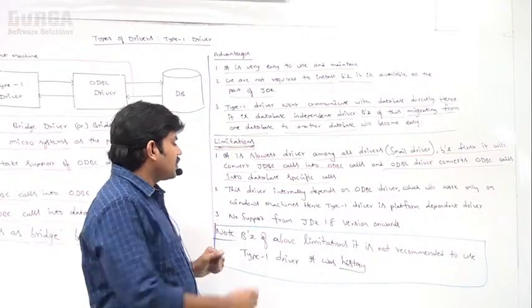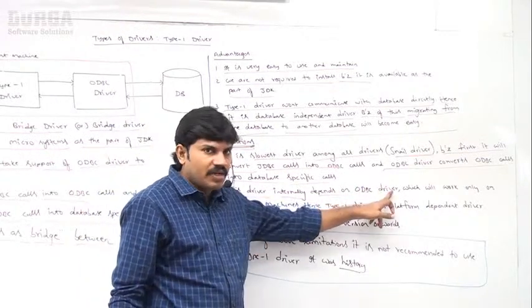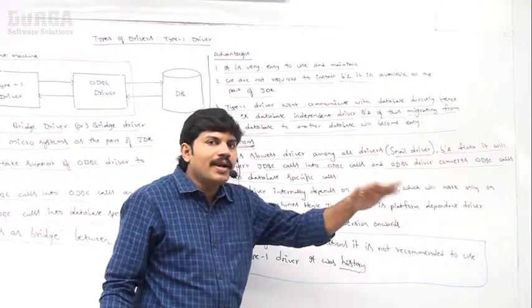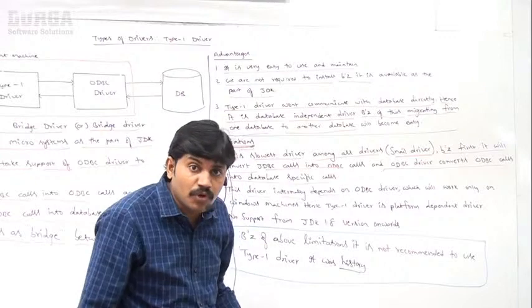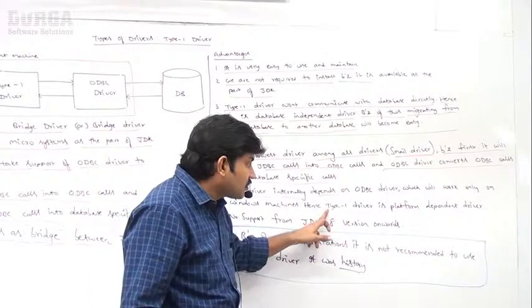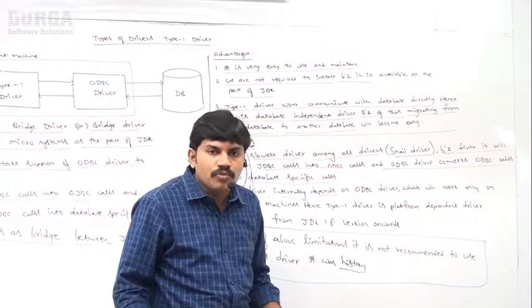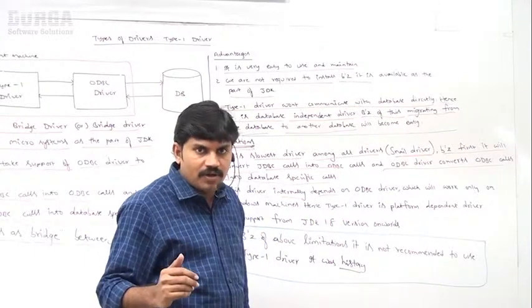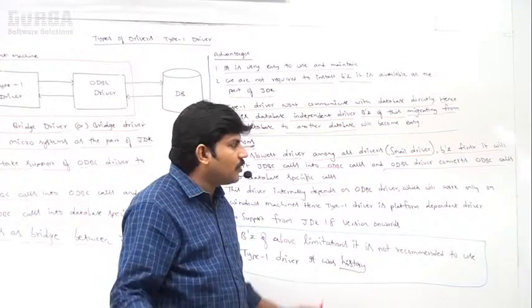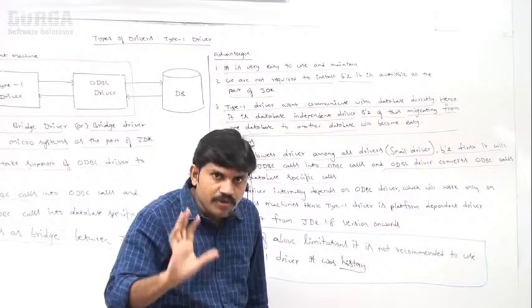Next, this driver internally depends on the ODBC driver, which will work only on Windows machines. The ODBC driver concept is applicable only for Windows machines. That's why it is a platform dependent driver. So tomorrow, if you want to run your application on Linux platform or Sun Solaris platform, sorry boss, this type 1 driver can't work. It is applicable only for Windows machines.